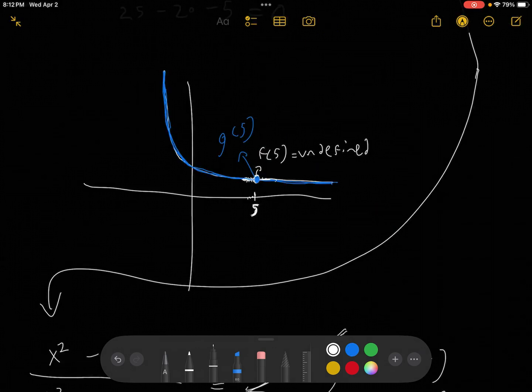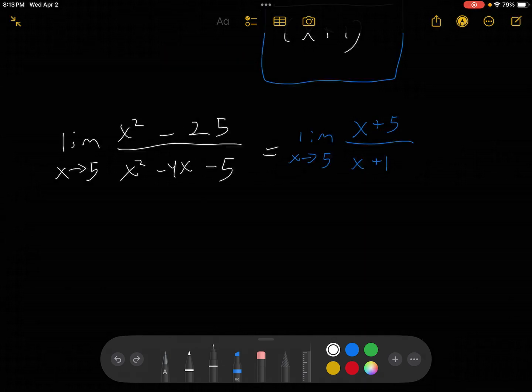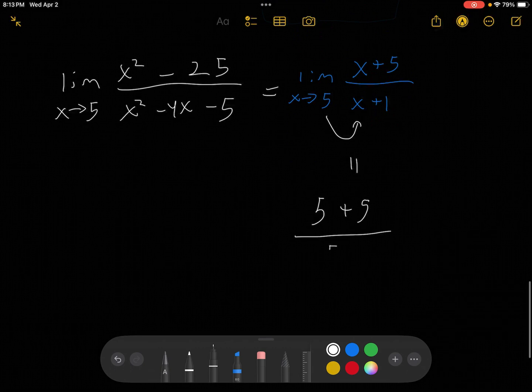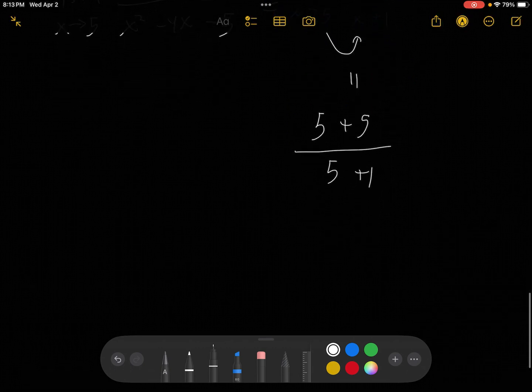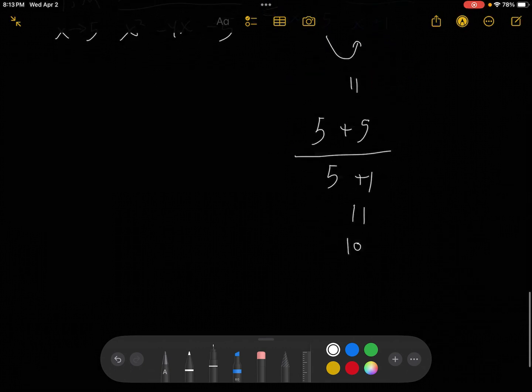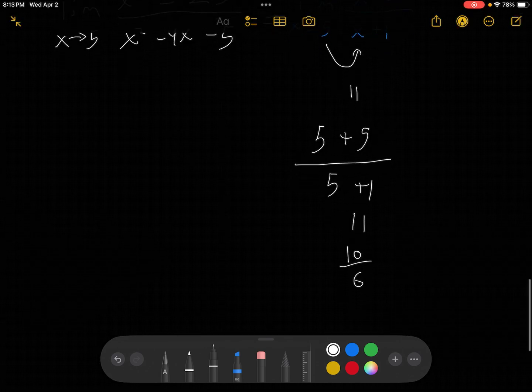Because remember, when we're talking about the limit at a certain point, all we're asking is what are the values of the function approaching as we approach that point. We're not actually asking what is the value of the function at that specific point. And this limit is going to be really easy to compute, since we just have to plug the value of 5 into this equation. So we get that this limit is equal to 5 plus 5 over 5 plus 1, which is equal to 10 over 6.